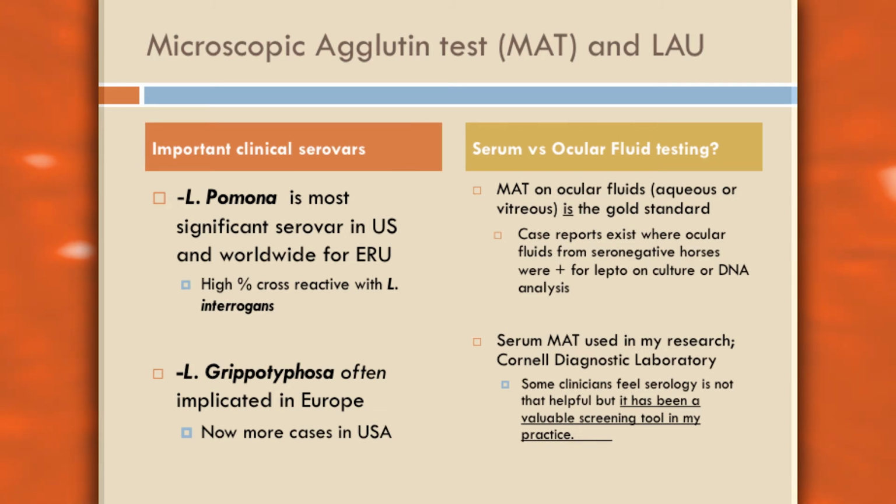And Pomona is the most significant serovar in the United States and worldwide. It definitely has a high degree of cross-reactivity, especially with a serovar called interrogans. But usually what you will see is, if you're fairly close to the original infection, you'll see a quite elevated titer to Pomona and a much lower titer to interrogans, and sometimes to other serovars too.